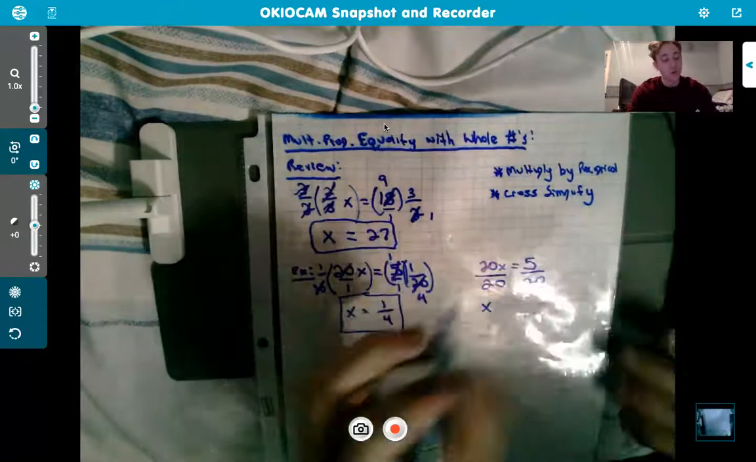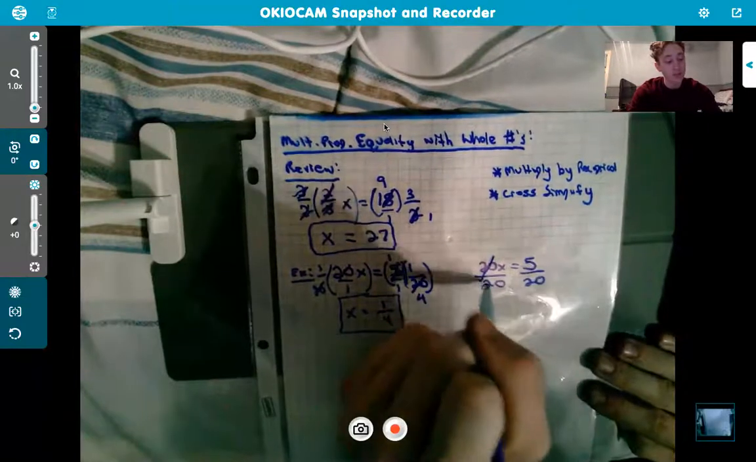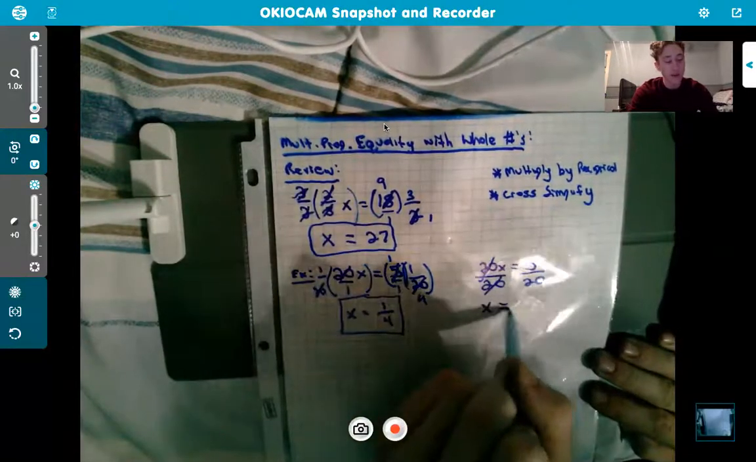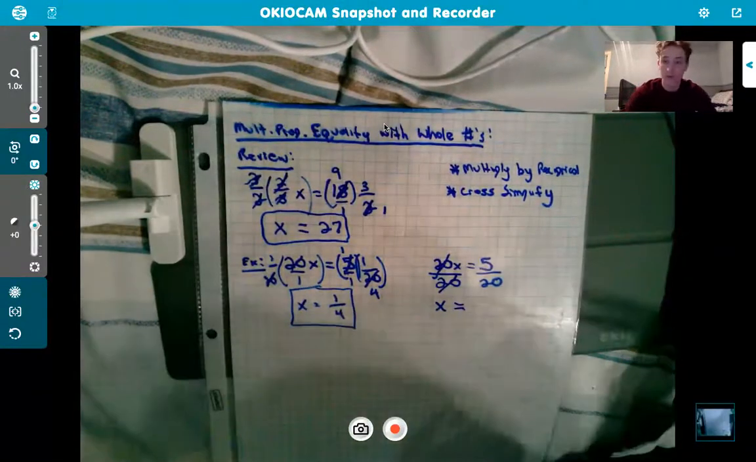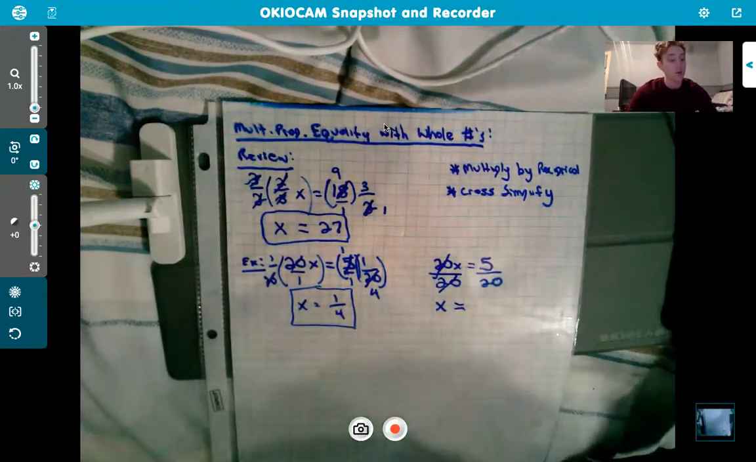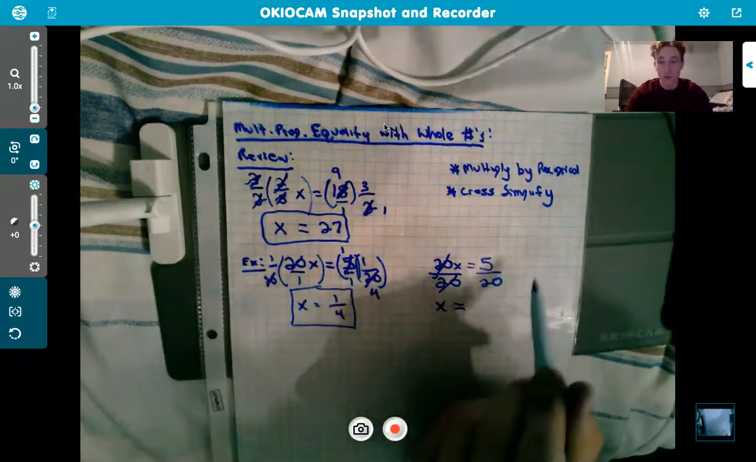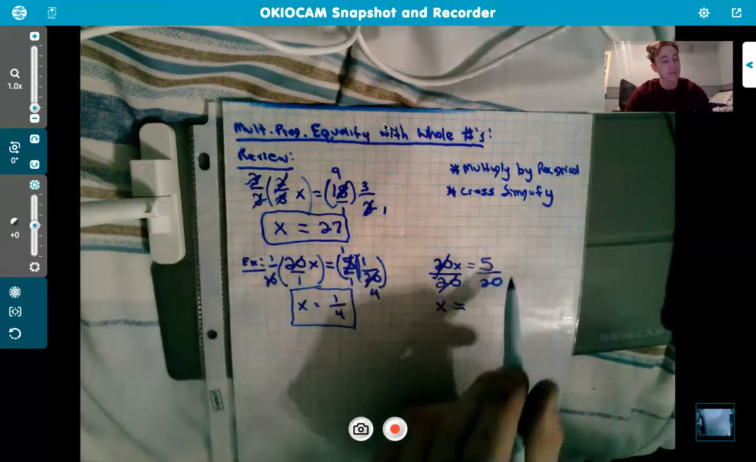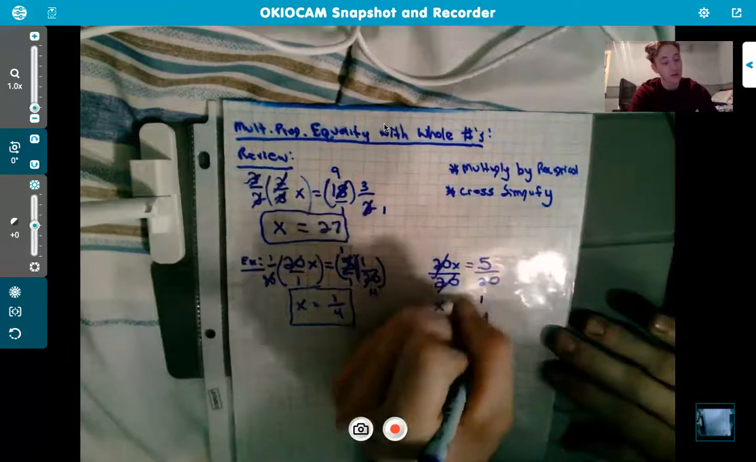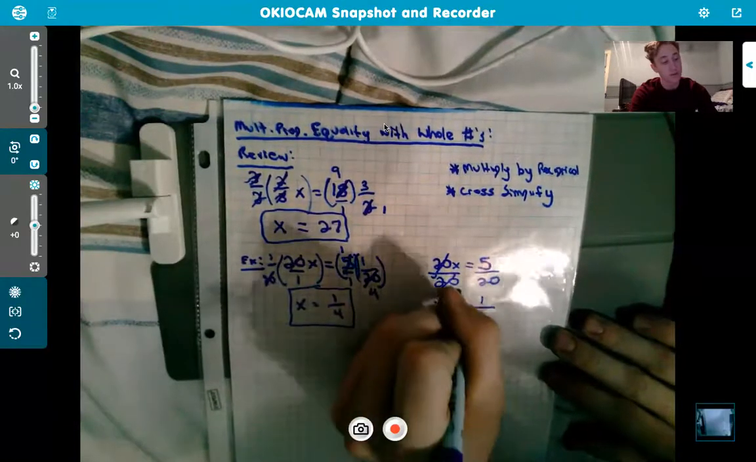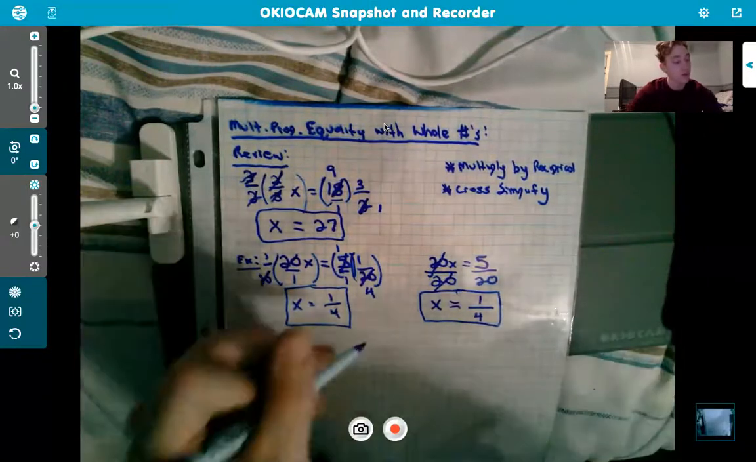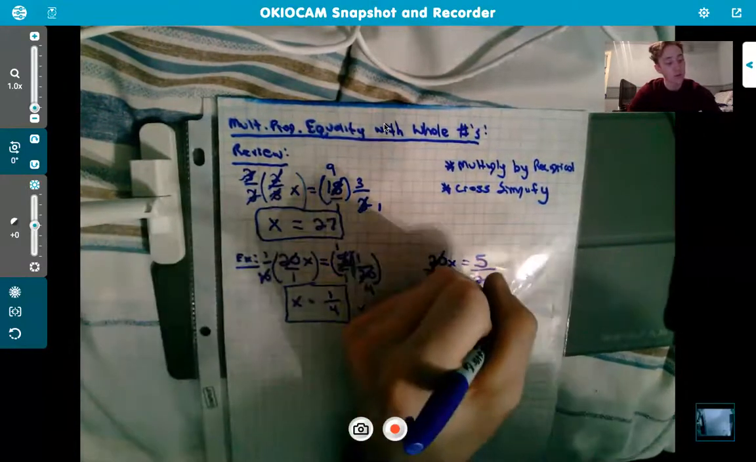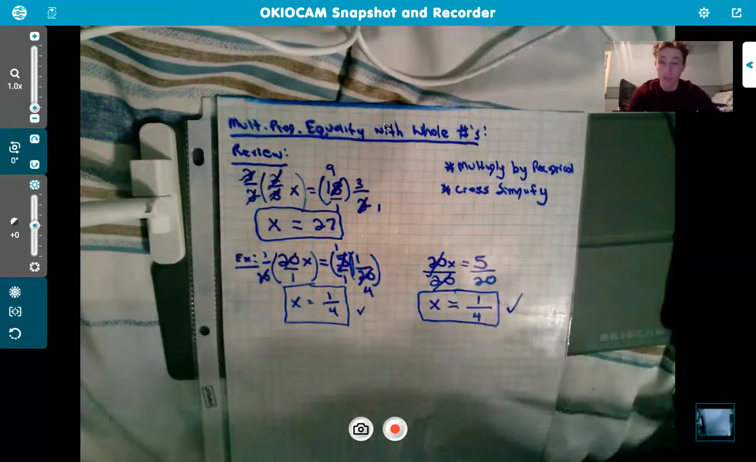Well, 20 divided by 20, that's still going to leave me with that x. And now what I can do is think about just simplifying this fraction as much as I can. Notice that a number that goes into each of those is 5. 5 goes into 5 once, 5 goes into 20 4 times, and I'm still left with x equals 1/4. So either way that you accomplish the work for this, you will still get the same answer.